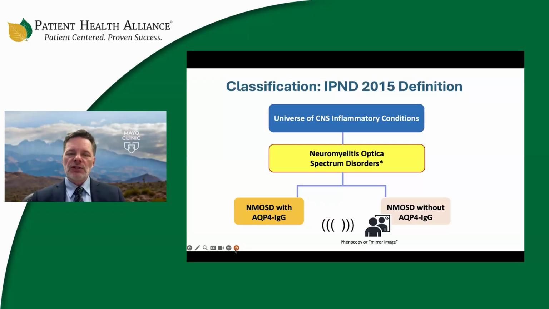And these patients, as defined in 2015, the seronegative ones, were essentially meant to be a phenocopy or a mirror image. They were patients who had typically combinations of findings such as optic neuritis and longitudinally extensive transverse myelitis, with no better explanation for the clinical syndrome, and they look like they should be seropositive for aquaporin 4 IgG, but they're not. And indeed, they would be negative for other testing, including MOG antibodies.